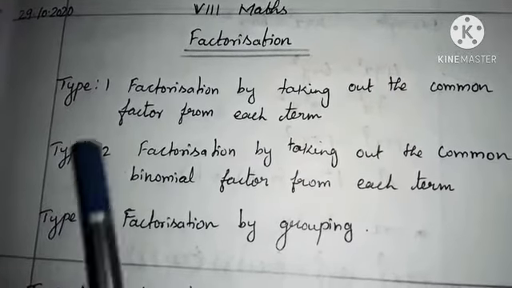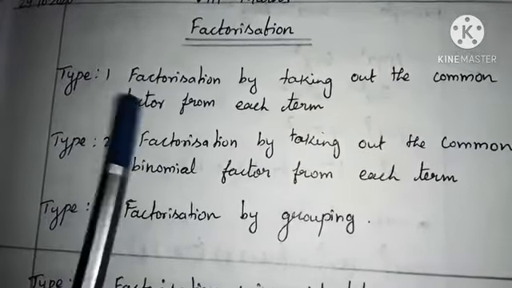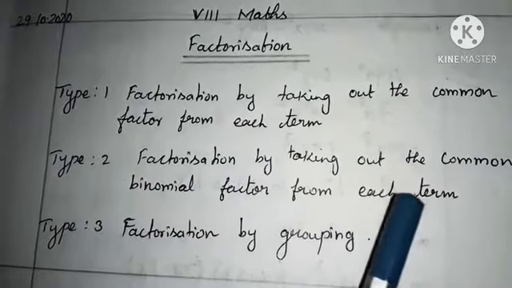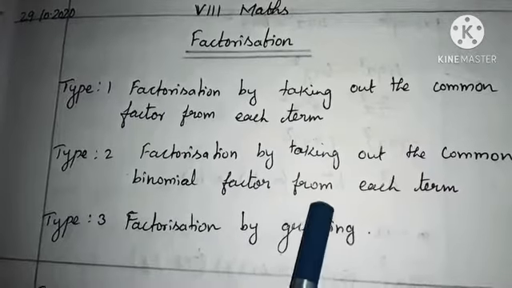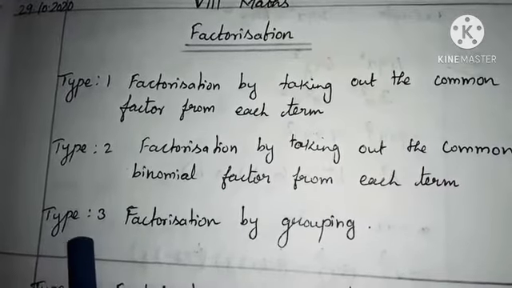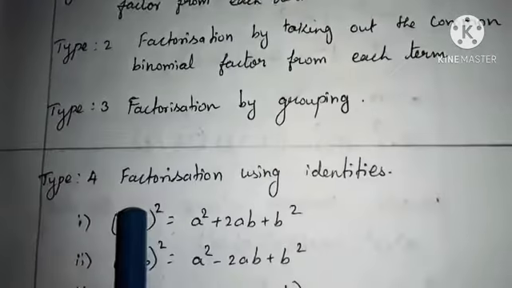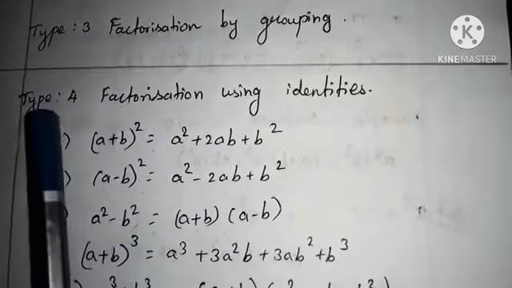In the previous class we learned three types of factorization. That is type 1, factorization by taking out the common factor from each term; type 2, factorization by taking out the common binomial factor from each term; and type 3, factorization by grouping. Now we are going to see the next two types, that is type 4 and type 5.